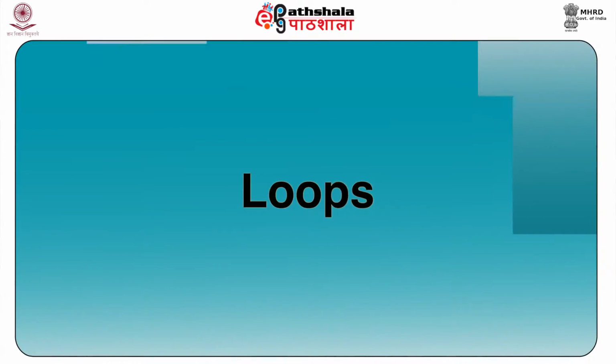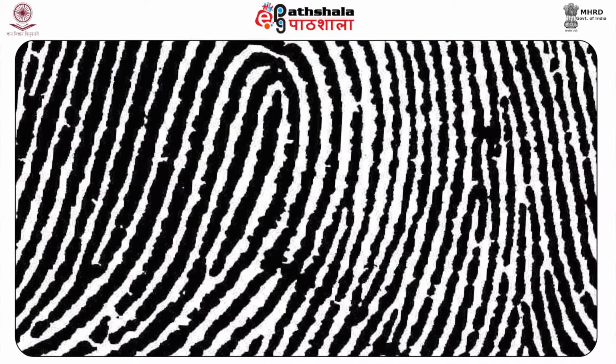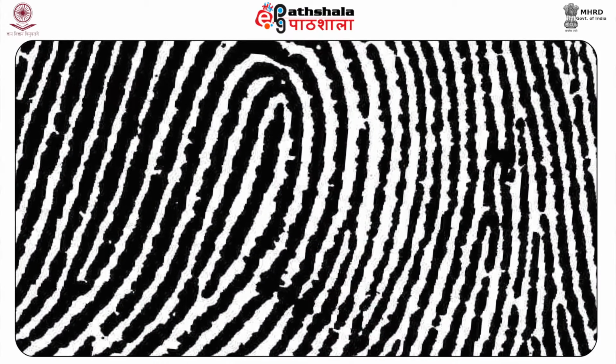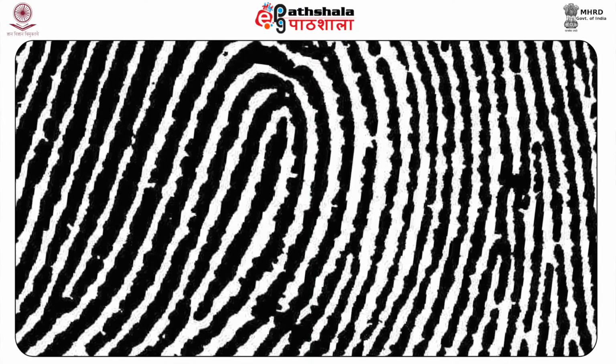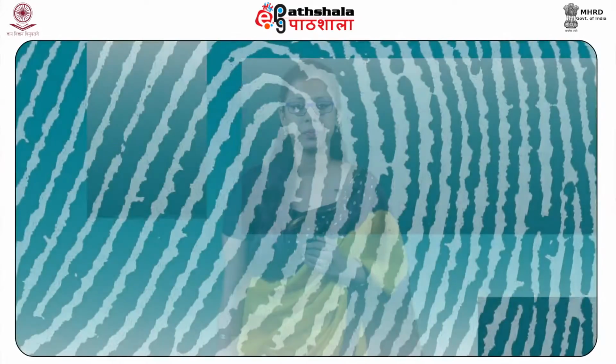Secondly, we have the loops. The pattern in which one or more ridges enter from one side of the impression, make a recurve and tend to exit on the same side of the impression. In this pattern, there is one delta and one core, and loops further are of two types.